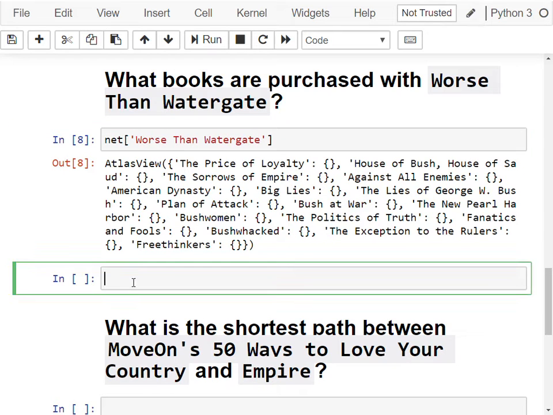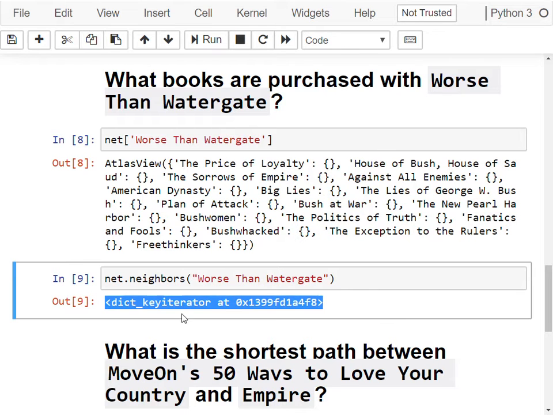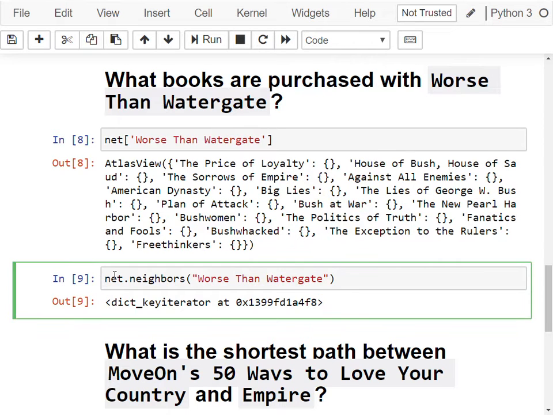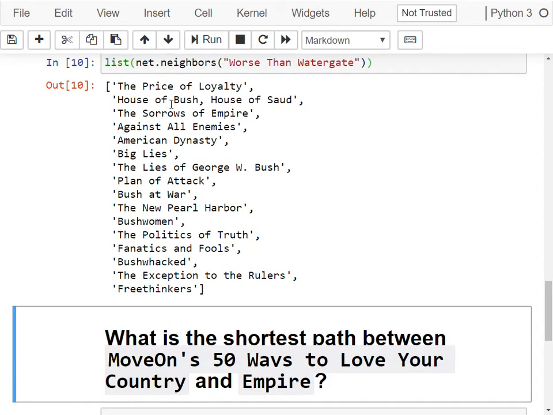Another way to get to the same result is to call a function called neighbors. And this function will take a node as a parameter, and it will give us the neighbors of this node. Now, this particular function gave us an iterator, so we need to convert it to a list to see all of the nodes at once. Those are the books that were purchased with Worse than Watergate, because they are the neighbors of Worse than Watergate as a node in the network.